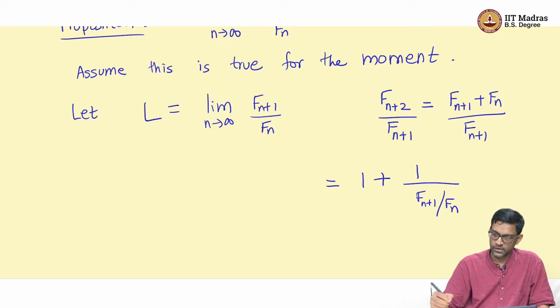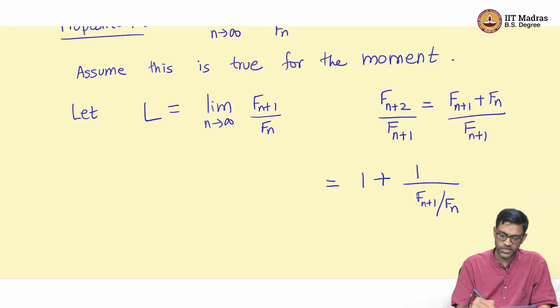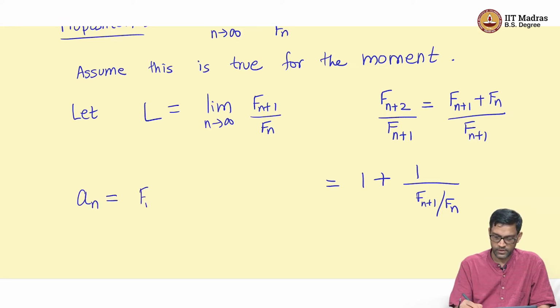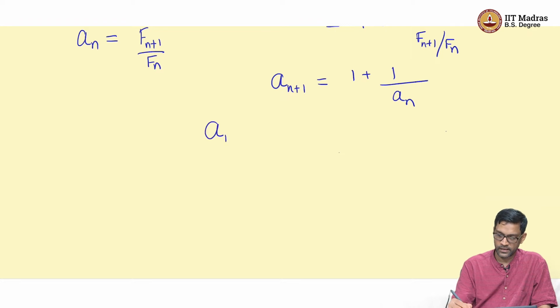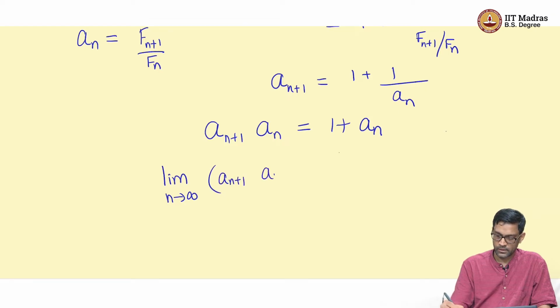In other words, if you call the sequence terms a_n equals f(n+1) over f(n), then this can be rewritten as a_(n+1) times a_n equals 1 plus a_n. Now what we will do is take the limit on both sides of this equation. So, I have the limit of a_(n+1) a_n equals the limit of 1 plus a_n.